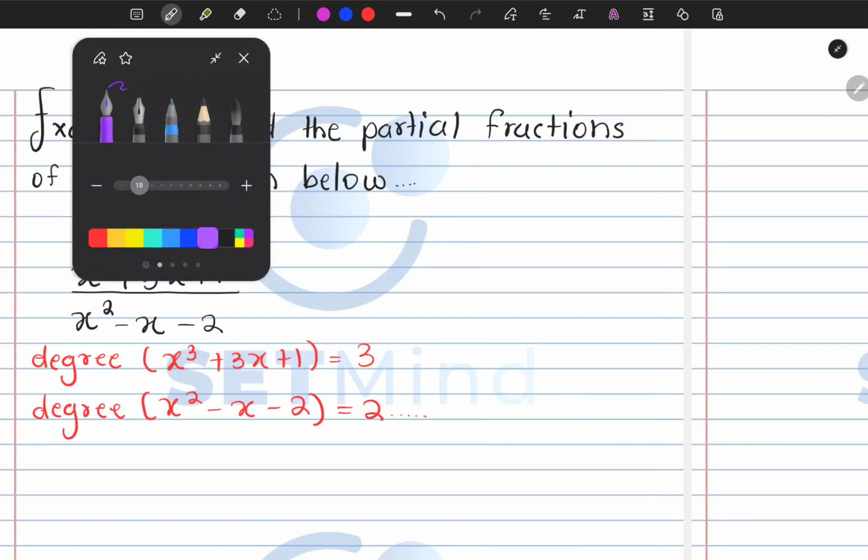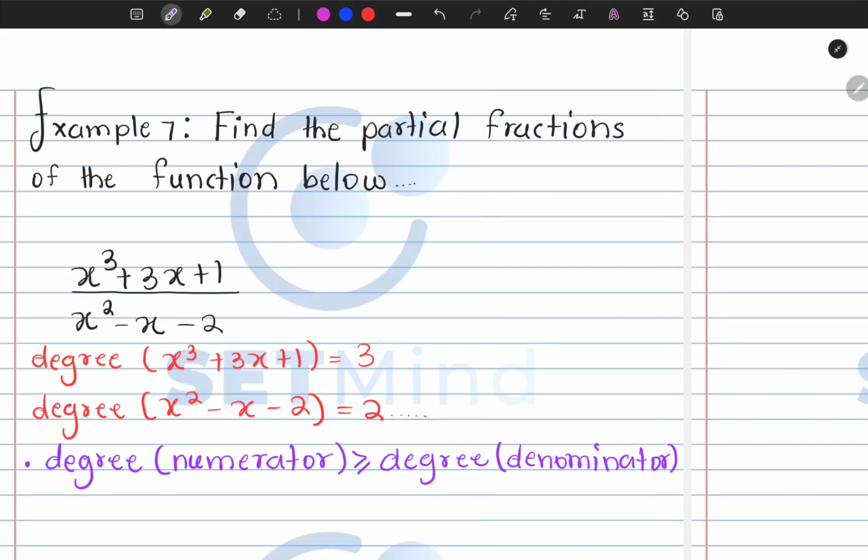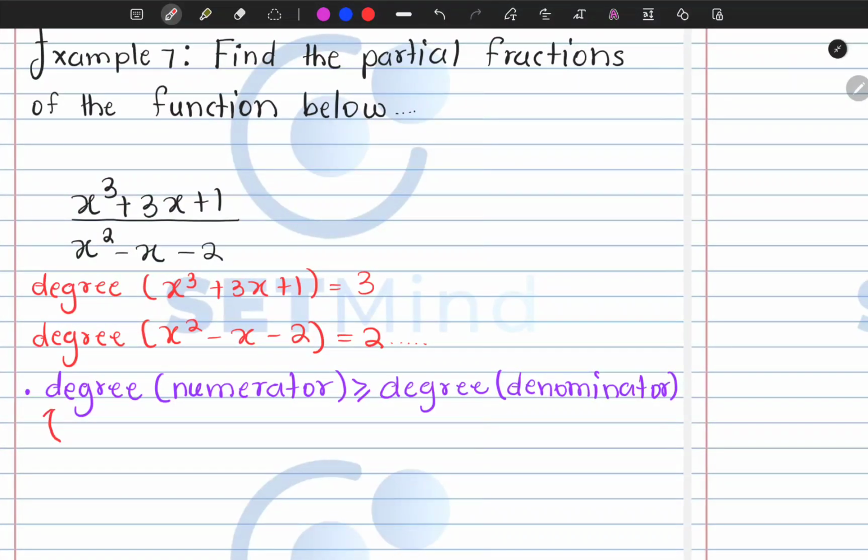And if you remember, we mentioned previously that if the degree of the numerator is greater than or equal to the degree of the denominator, what you have there is what we call an improper fraction.